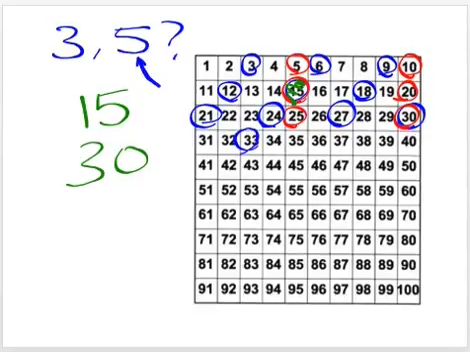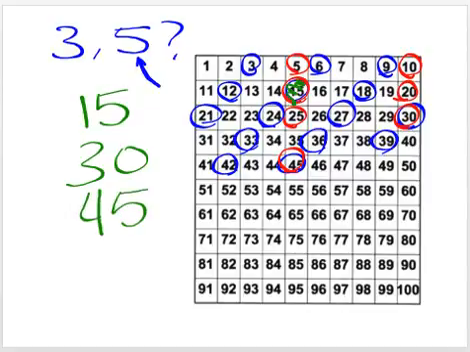Nope, that doesn't work with 5. 36. Nope. 39. Nope. 42. Nope. 45. Yes. I know 45 is a multiple of 5 because it ends in a 5 or a 0. And so that would be my next common multiple.